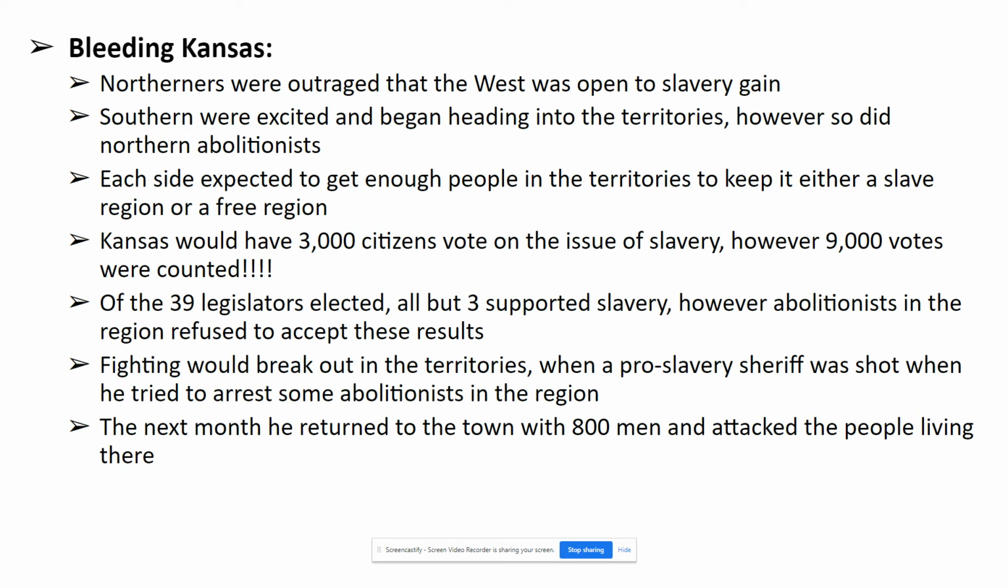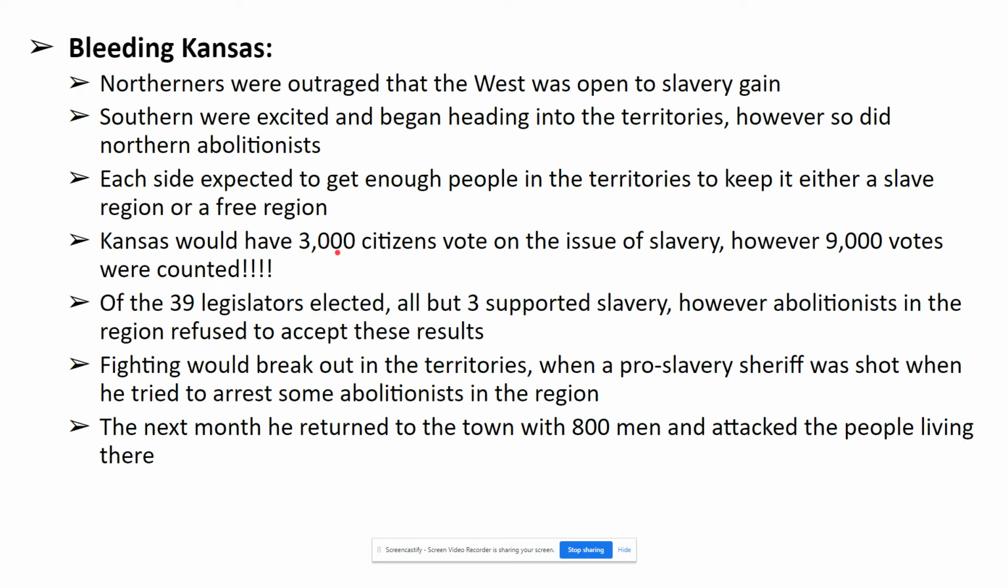Because of this, you can understand, if you put Northerners in the West, you put Southerners in the West, and you put them into one territory, it's not going to go well. Each side, Northerners, abolitionists, pro-slavery supporters, they rush into these territories, into Kansas. They're going to make Kansas free or slave. The problem is you can't expect two sides of two different opinions to actually agree on anything. By the time Kansas votes, and this is a crazy fact here.